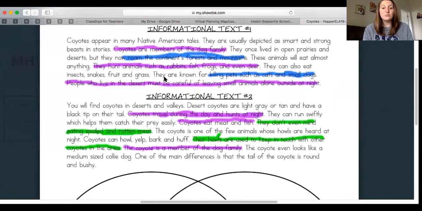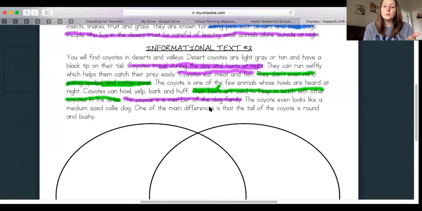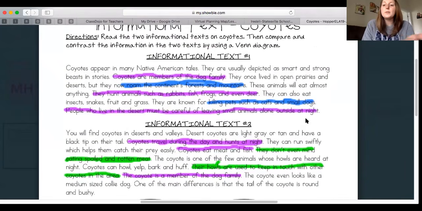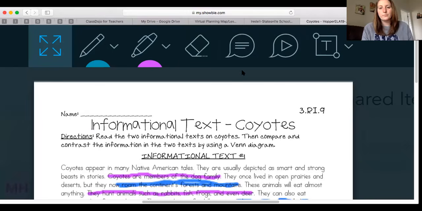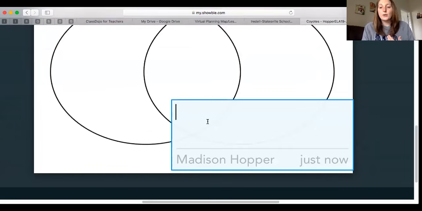So now we are ready to make our Venn diagram. I really hope that when you do your Venn diagram with your two passages, you try to highlight. It might make it easier for you because we want to be very specific and we want to make sure we're saying what the text is saying. So what I would do is I would either write or type. It's easier for me to type, so I'm on a computer, so let me type.